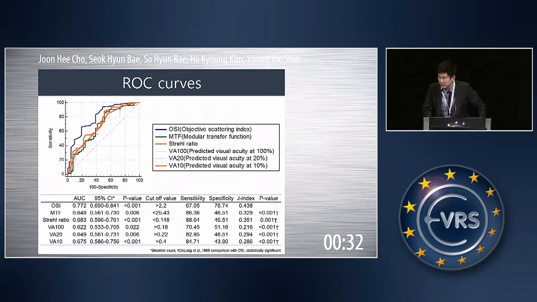These are the ROC curves of 6 parameters. The area under the curve of most parameters is about 0.6, while OSI is showing 0.772, and at the value of 2.2, sensitivity is 67% and specificity is 76%.